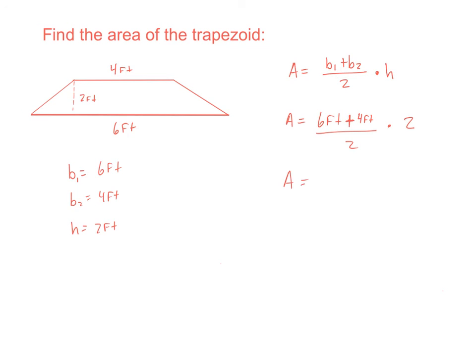Now you have 6 feet plus 4 feet. That gives you 10 feet divided by 2 times 2 feet. Then you can tell that they can actually cross cancel. So you get 10 feet squared. And that is your answer for the area of a trapezoid.